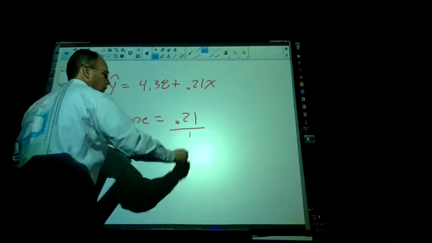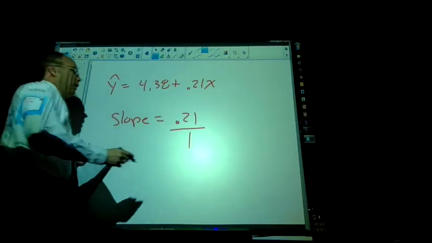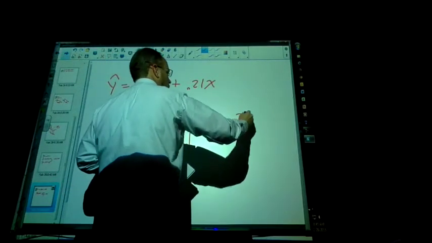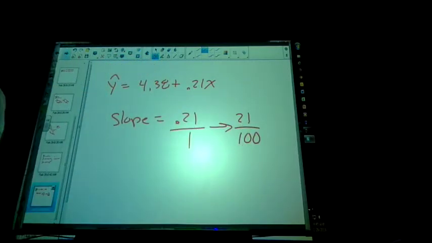So can I put this over 1? Because slope should be a fraction. Could I have changed this to 21 over 100? Okay. So either way is correct.